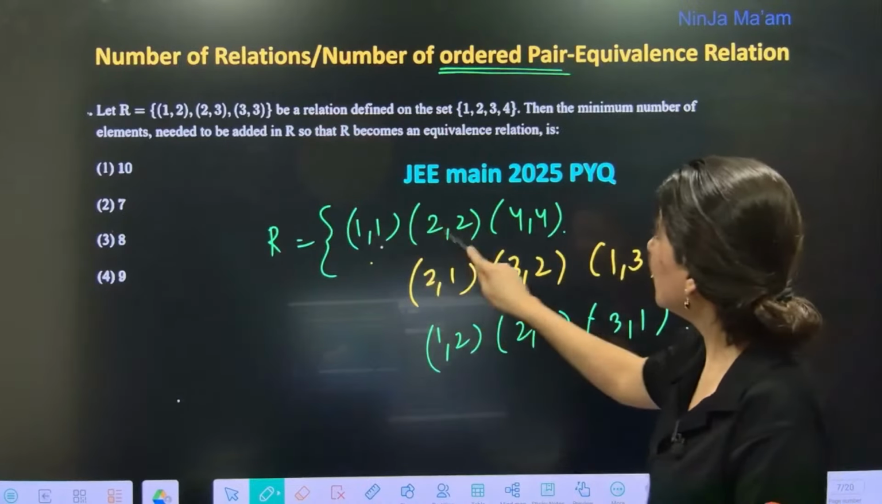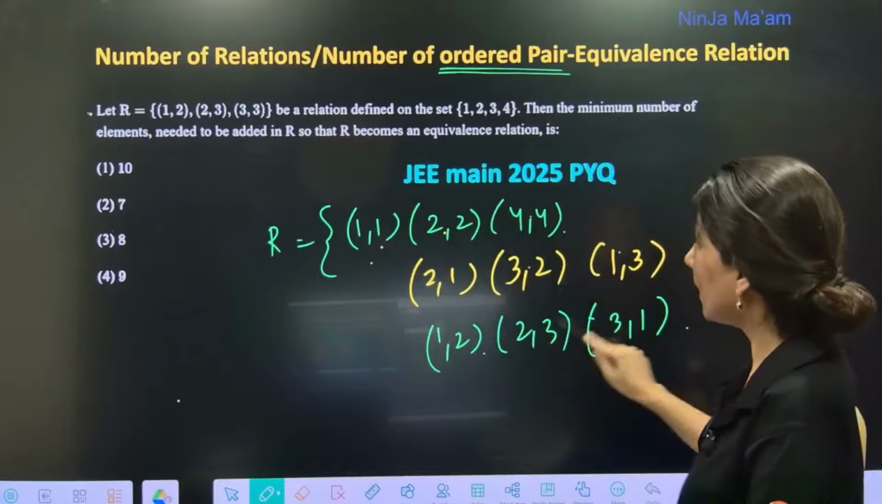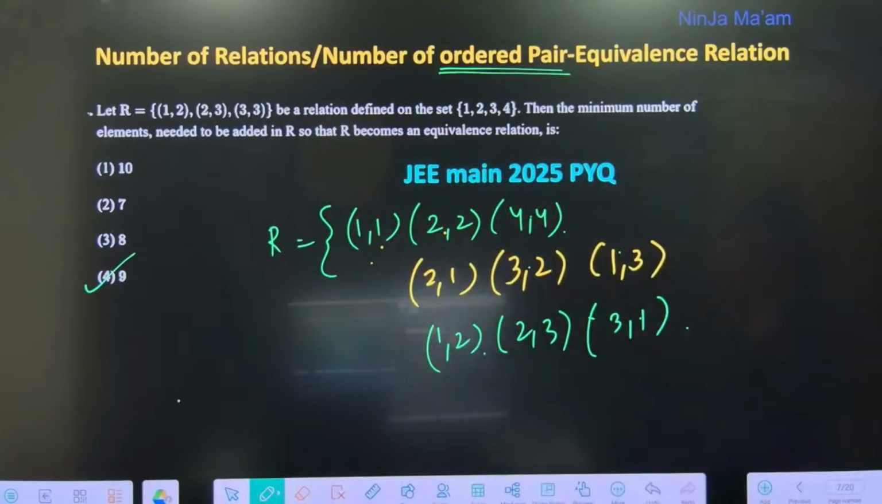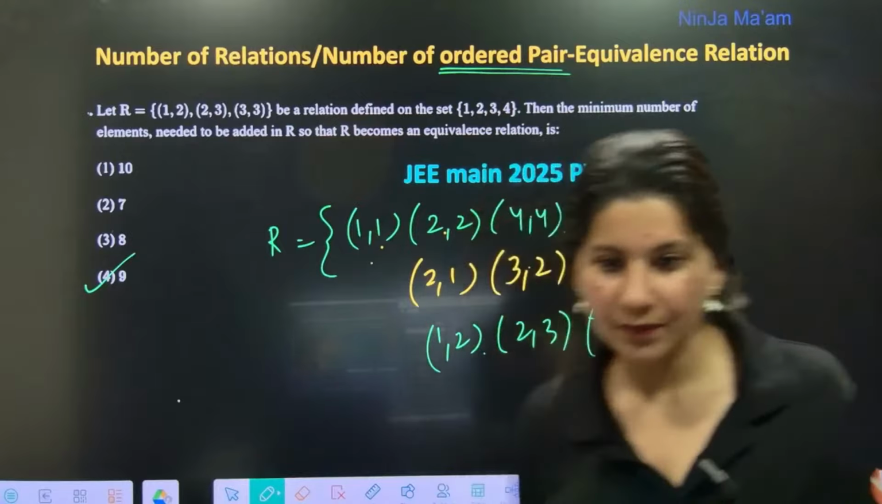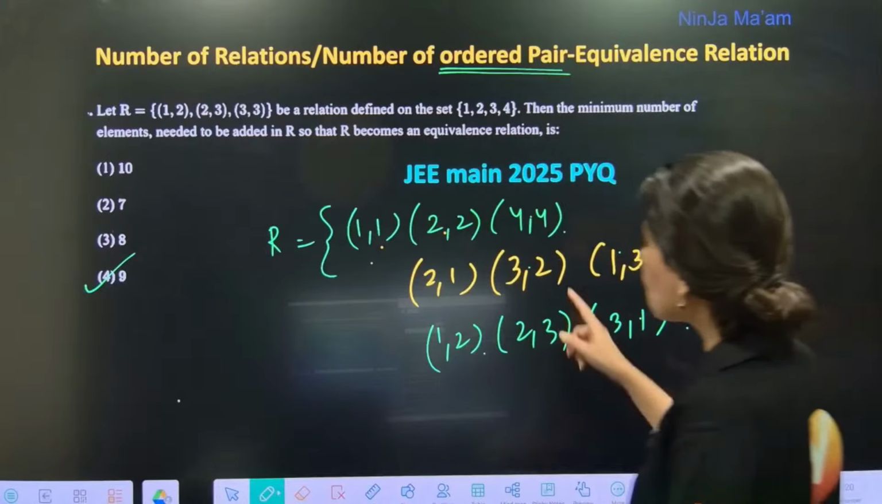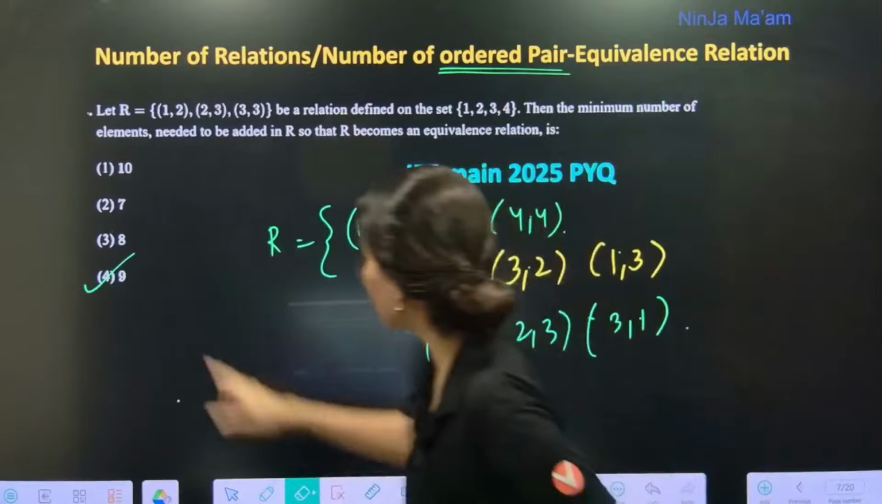Okay. 1, 2, 3, 4, 5, 6, 7, 8, 9. 9 ordered pairs. Is it? 9 everybody? Yes? Okay. Clear? 2, 3 was already there. Sorry.